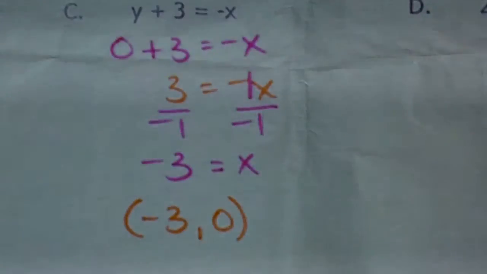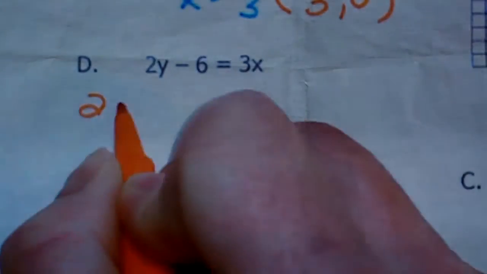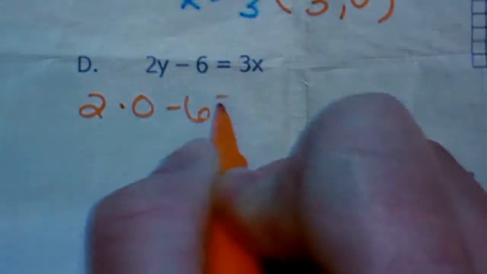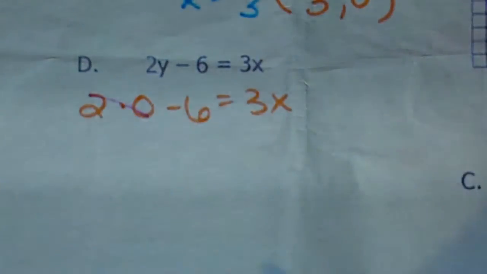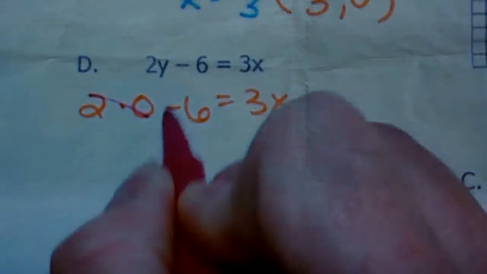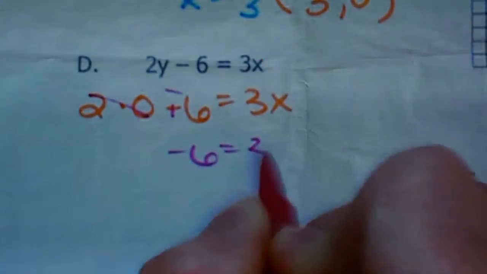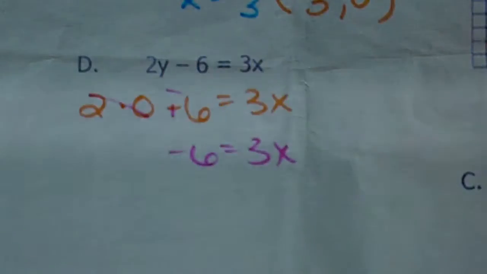All right, last one like this. I have 2y minus 6 equals 3x. I still want to know what's the value of x when y is 0. So if you want to rearrange this, go for it. But I could just plug 0 in for y and say 2 times 0 minus 6 equals 3x. 2 times 0 is 0, and 0 minus 6 is negative 6. So negative 6 equals 3x.